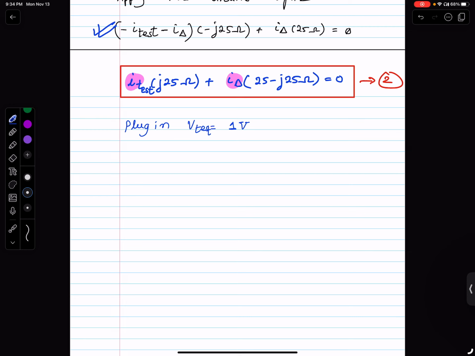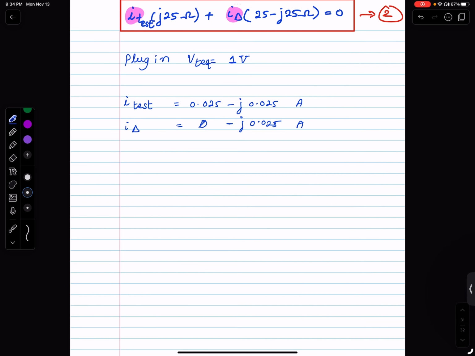Now you have two equations. Once you plug these two equations into MATLAB, you should see I test value equals 0.025 minus J 0.025 amperes, and I delta equals negative J 0.025 amperes. Okay, we have I test, we have V test.